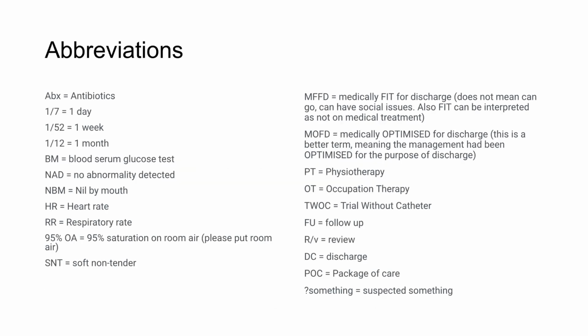Here are some abbreviations. I will leave most of these up just for you to have a look at in your own time. But important ones for surgery, if this is all looking very confusing, I would say are nil by mouth, NBM, and soft non-tender, SNT. That's written very often in surgical ward round documentation.